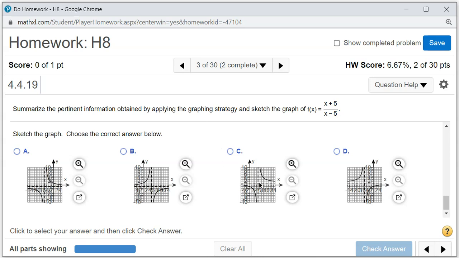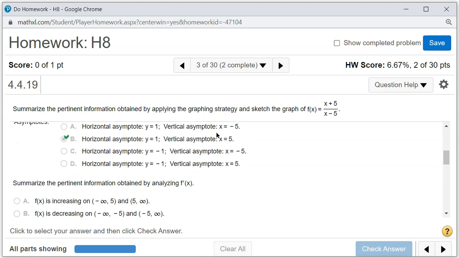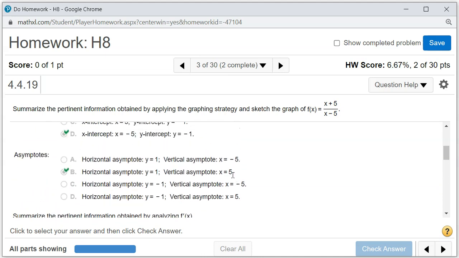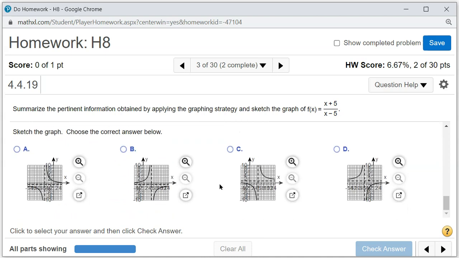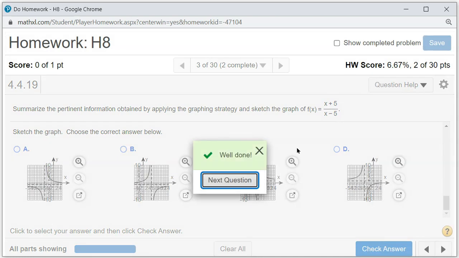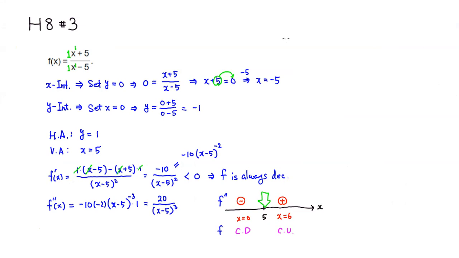Let's look at the location of the vertical asymptote. What did we say about the vertical asymptote? We have a vertical asymptote at positive 5. So let's look at this. That's going to be at positive 5. This one is at negative 5, so C is the correct picture. Let's check the answer. We got that. All right, that's it. I hope that this was clear.